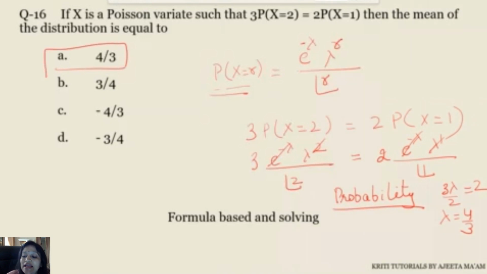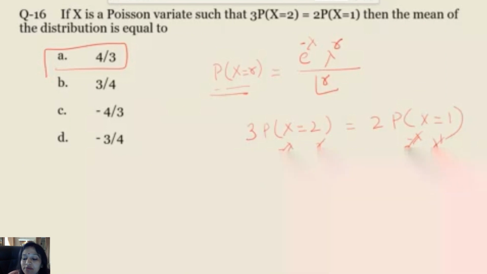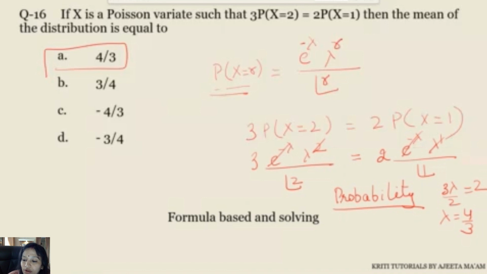No need to worry about e raised to minus lambda. I repeat again, what is the formula? P(x=r) is e raised to minus lambda, lambda raised to r upon factorial r. So r is the random variable value that you are finding. Correct? So now here we have to find out lambda, as r is given to you in the question already. What is r given in the question? 2 and 1. So lambda is supposed to be found. Correct? So we have to simply substitute and simplify it. Clear? Now let's move to the next.